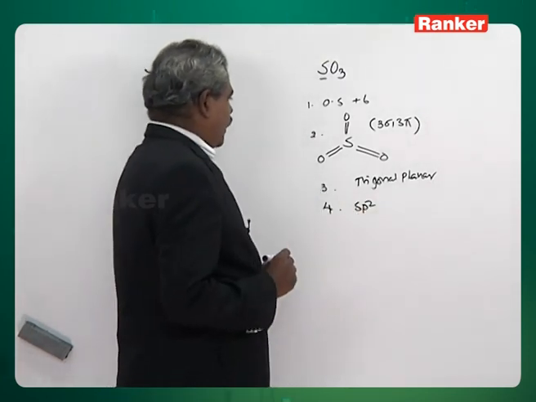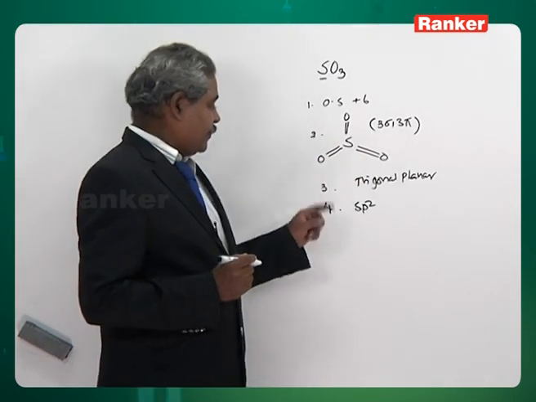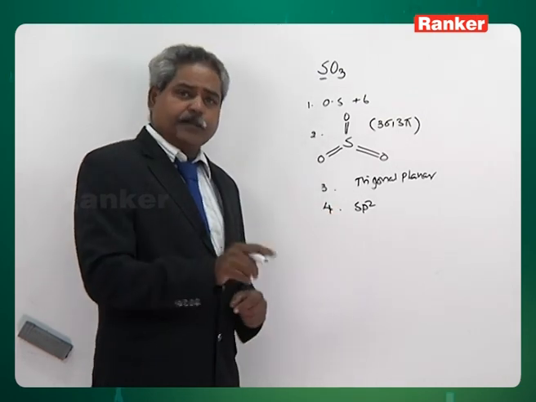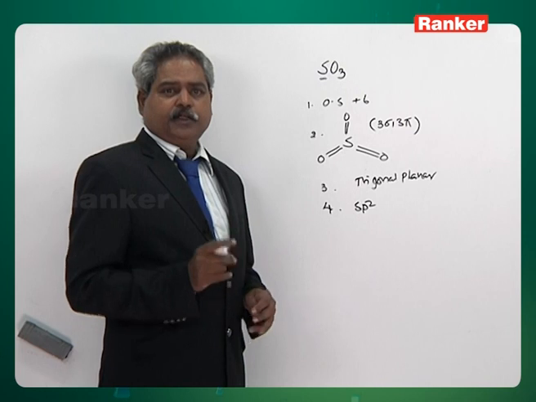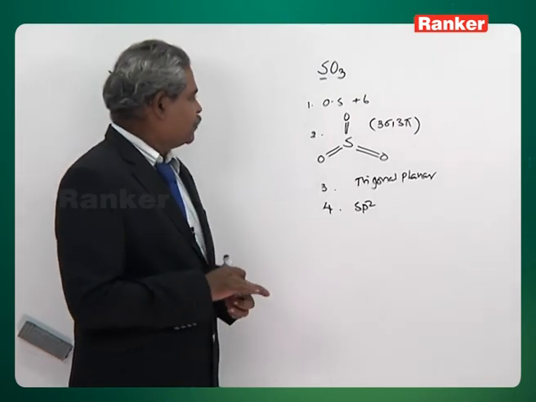And the d pi p pi bonds in SO3: it has 1 d pi p pi bond and 2 p pi p pi bonds. How can we find d pi p pi? There is a procedure for that also. Everything has a simple, 1 or 2 step procedure. Stick to that. Right. Hybridization.